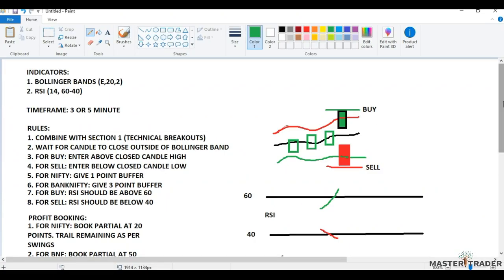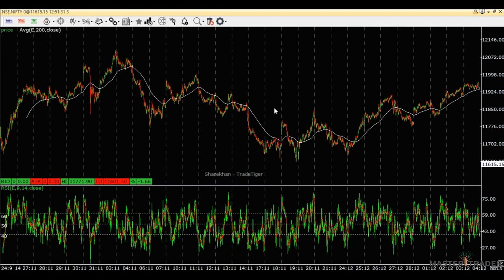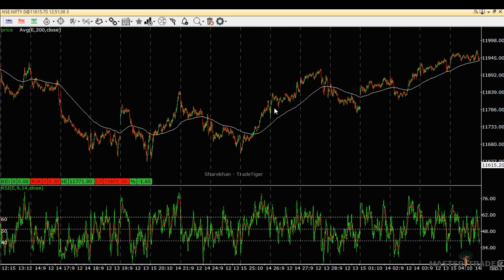Okay guys, so let's look at our first example, right? Our first trade example. I'll go to the charts and we'll look at Nifty 3-minute time frame. Before I add the Bollinger Band indicator, I just want to look at the overall chart and see what it's telling me, as we learned in section 1, right? I just want to gauge whether I'm getting any indication or not.